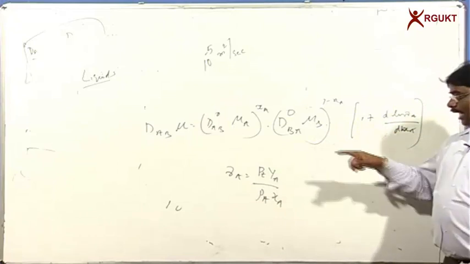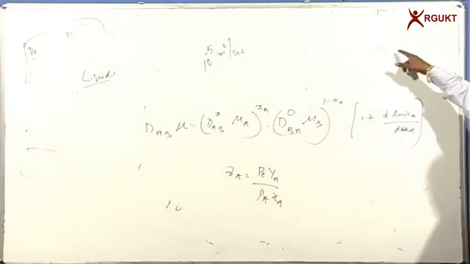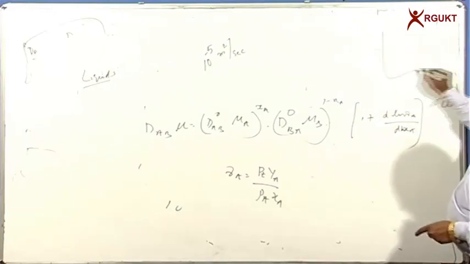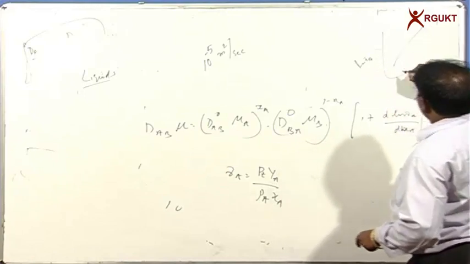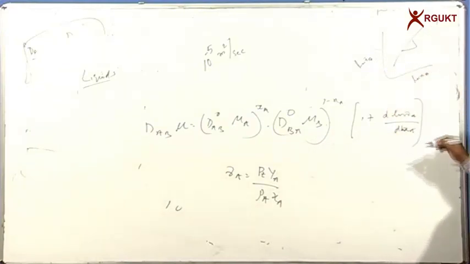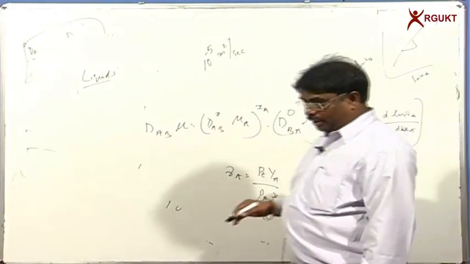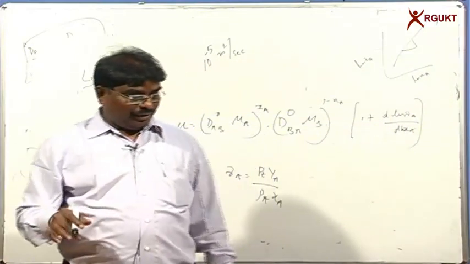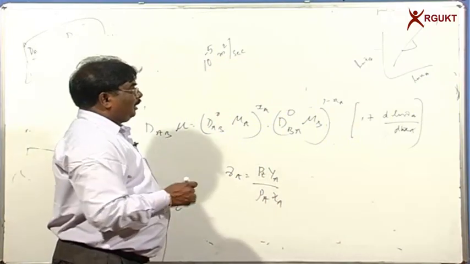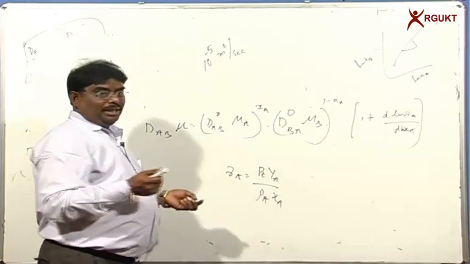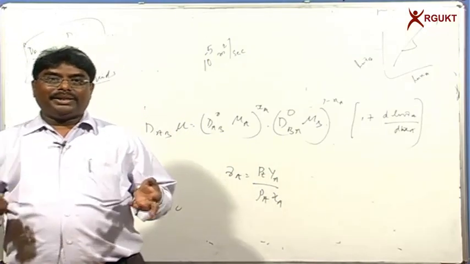Once you know gamma A as a function of concentration, you can plot a graph between ln gamma A versus ln XA, and this will give you the slope d ln gamma A by d ln XA. Once you know that, one can estimate the diffusion coefficient of A in B at any concentration of A, and this is the way one can estimate the diffusion coefficients for liquid systems.